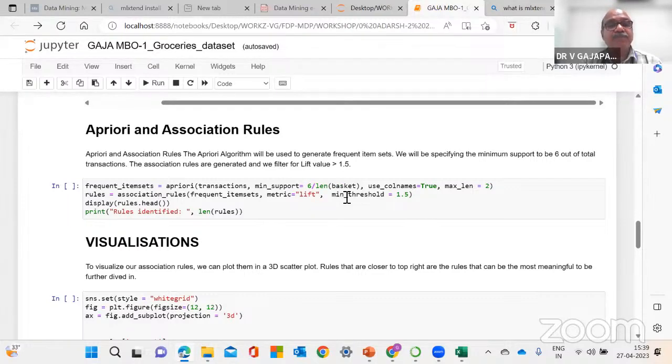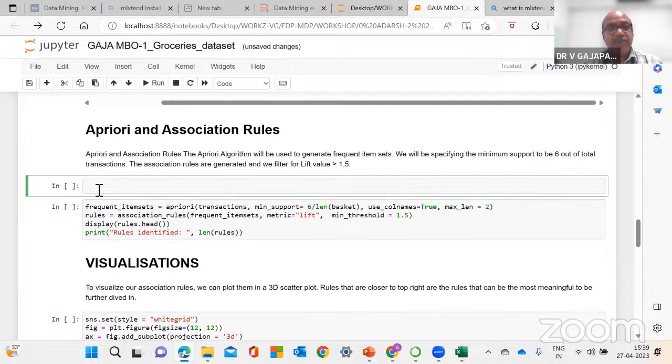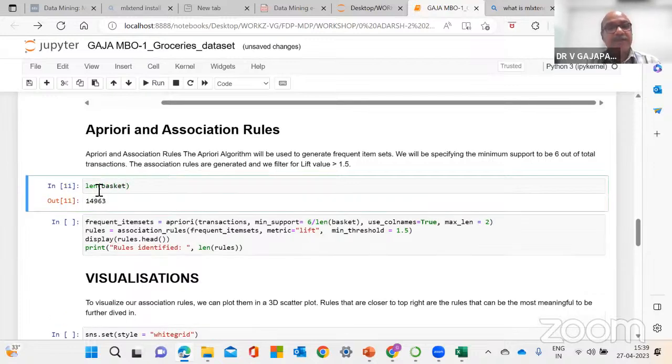Length of basket now. What is the length of the basket? The length of the basket is 14,963. This is the number of rows we are having. 167 columns we are having, that is 167 products, all in columns. And how many transactions? 14,963 transactions are there.